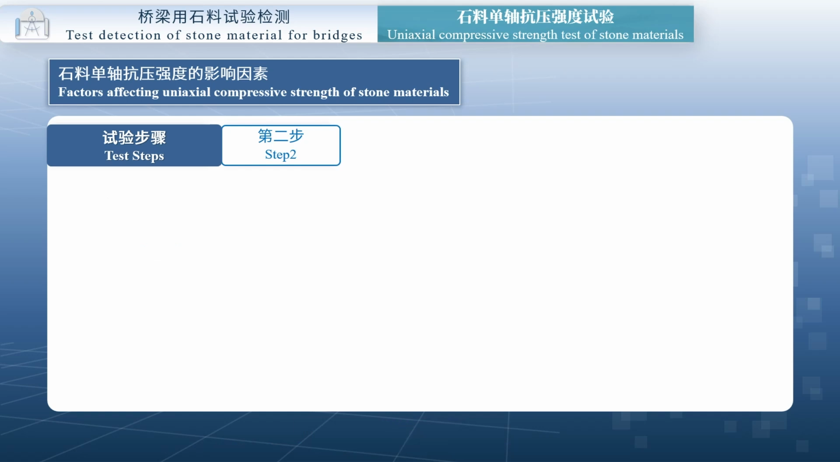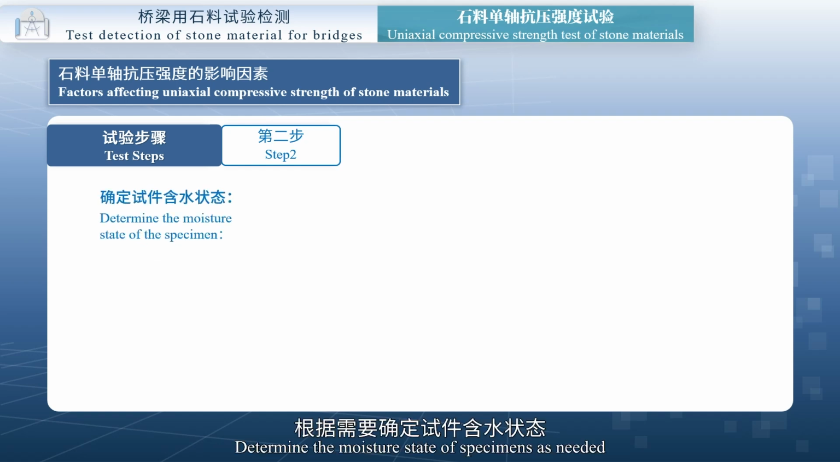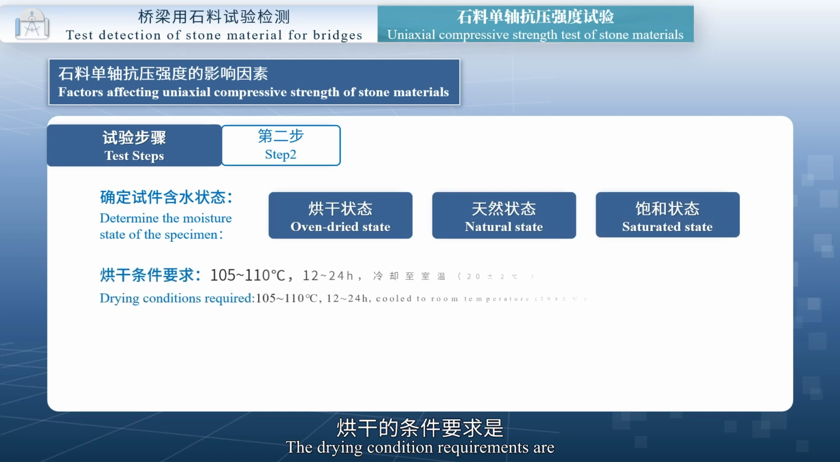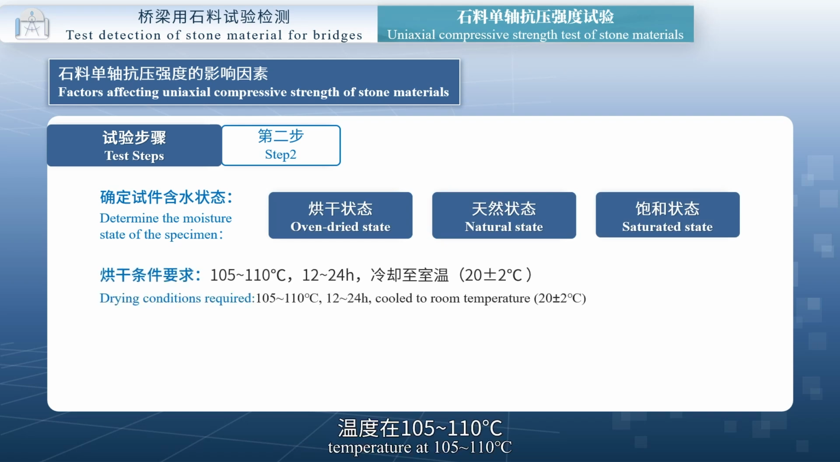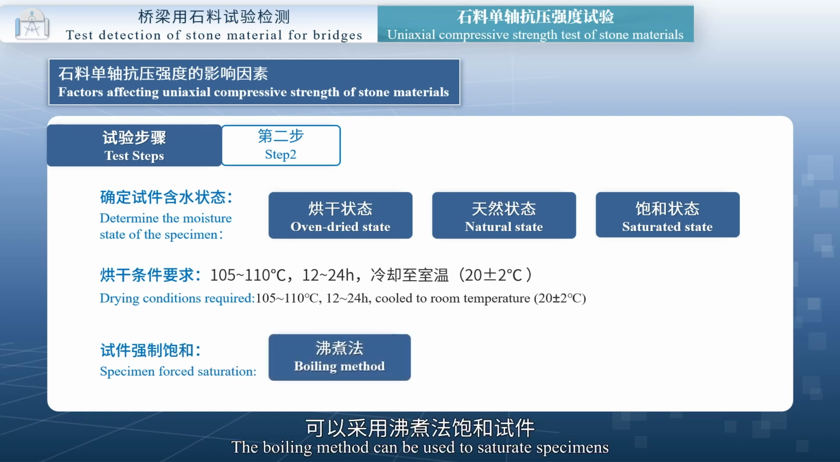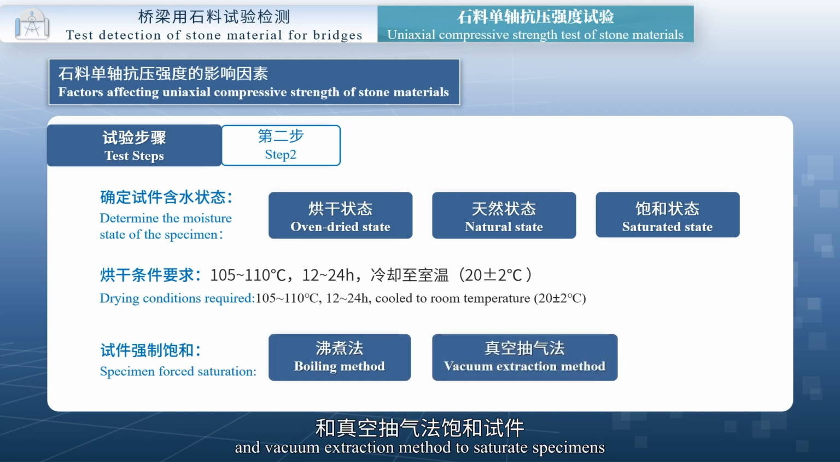Step 2. Determine the moisture state of specimens as needed: oven dried state, natural state, or saturated state. The drying condition requirements are a temperature of 105 to 110 degrees Celsius for 12 to 24 hours, then cooled to room temperature of 20 plus or minus 2 degrees Celsius. To saturate the specimens, the boiling method or vacuum extraction method can be used.